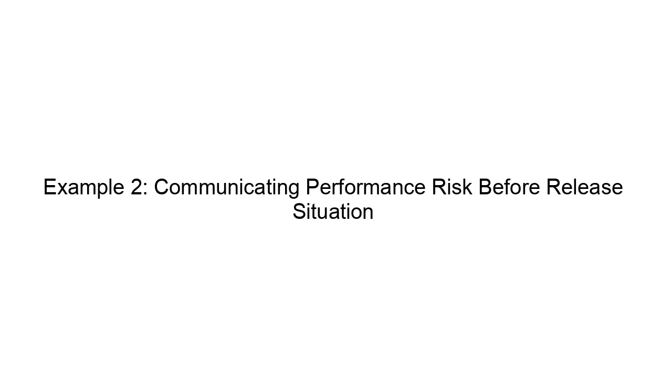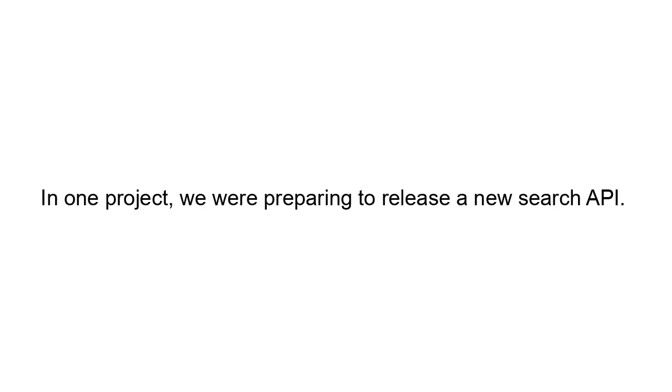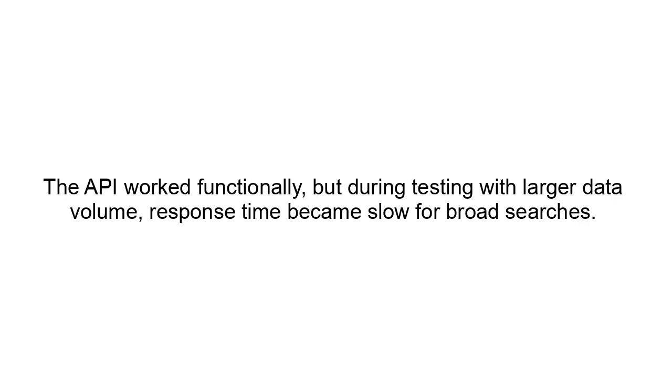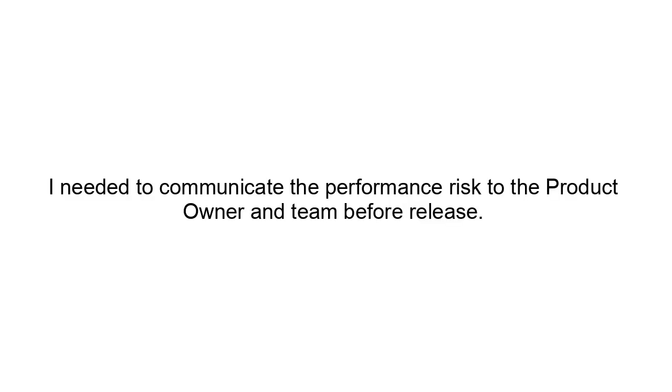Example 2. Communicating performance risk before release. Situation: in one project, we were preparing to release a new search API. The API worked functionally, but during testing with larger data volume, response time became slow for broad searches. Task: I needed to communicate the performance risk to the product owner and team before release.